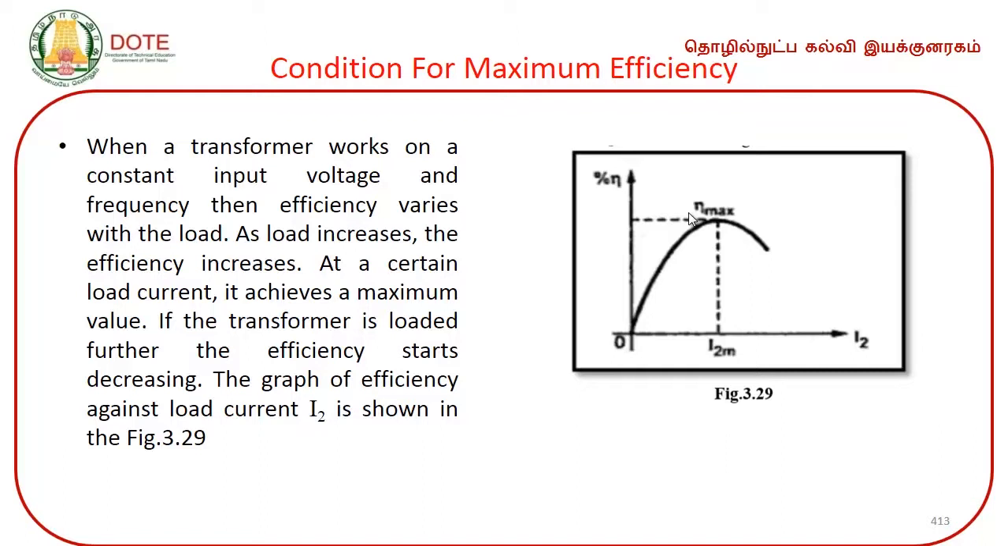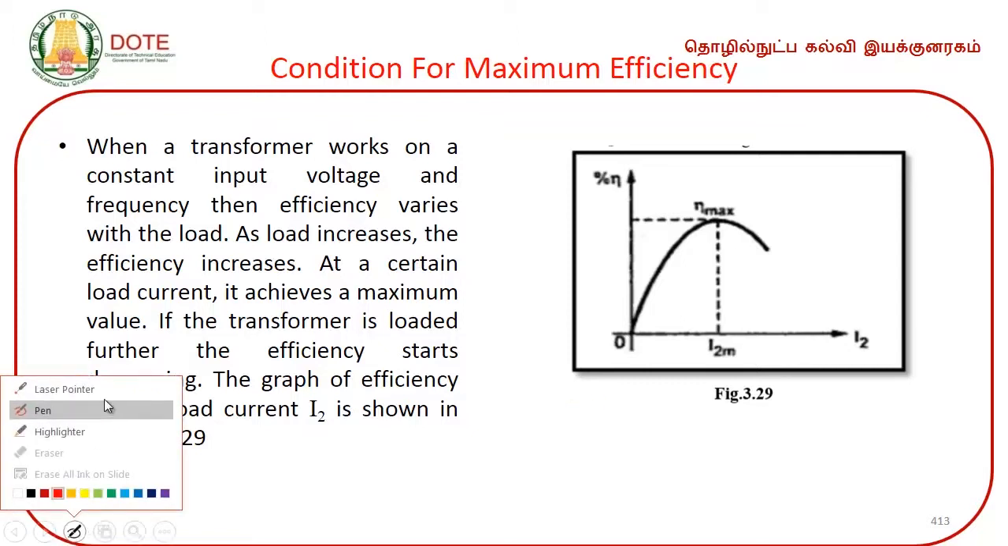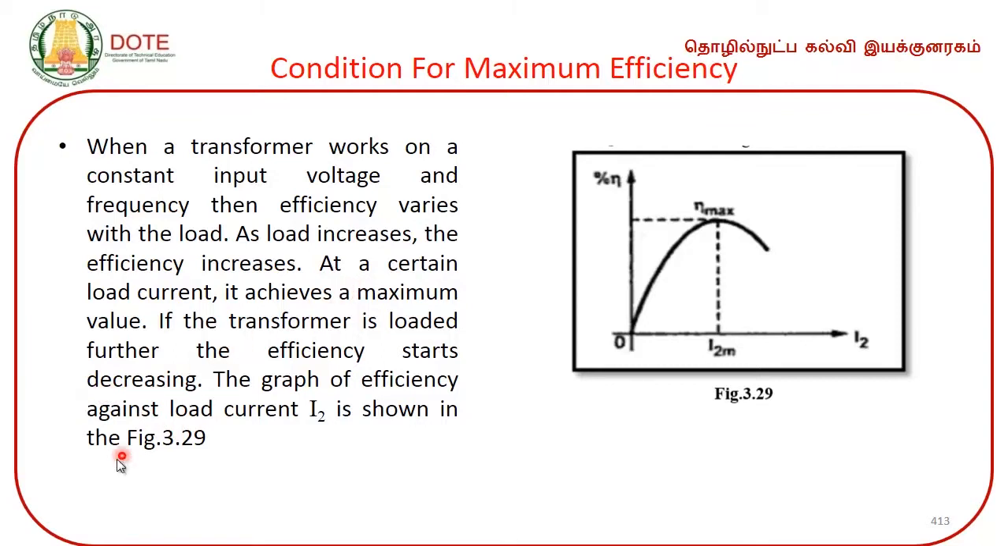When a transformer works on a constant input voltage and frequency, then the efficiency varies with the load. As load increases, the efficiency also increases. Now here you can see, at a certain load current, up to this point the efficiency increases. Once it attains the maximum point at a certain load current, after that it tends to fall.